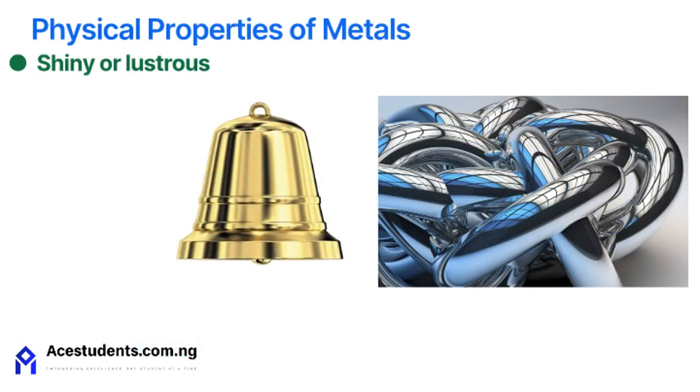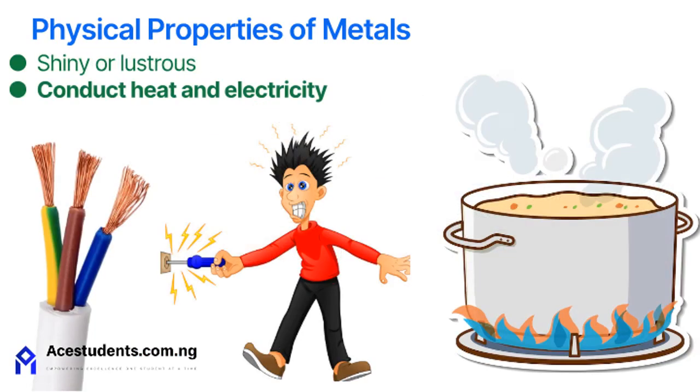Metals are usually shiny. This shine gives them a reflective surface, often described as lustrous. In addition to being shiny, metals are also good conductors of heat and electricity. This means they allow heat and electric current to pass through them easily.